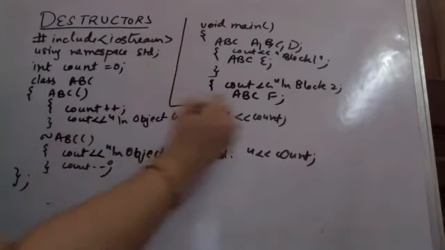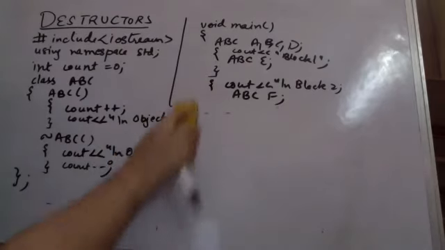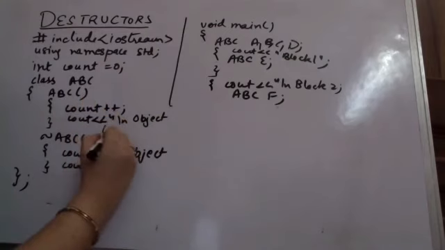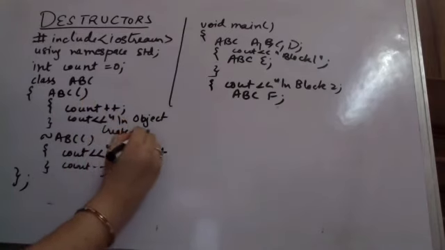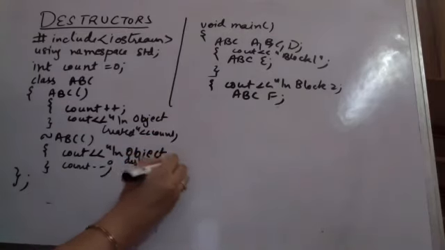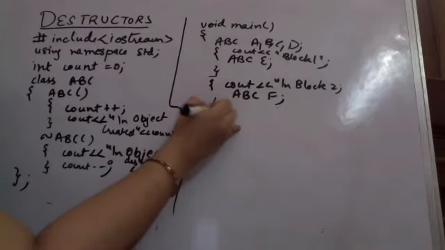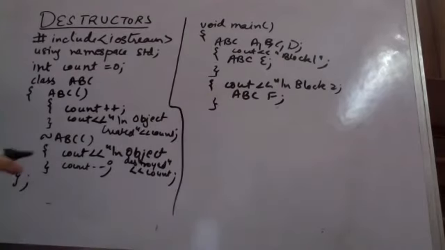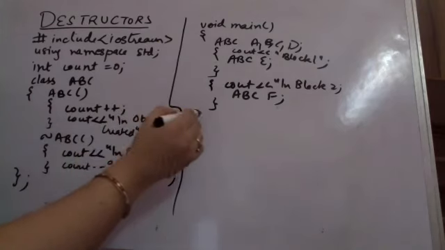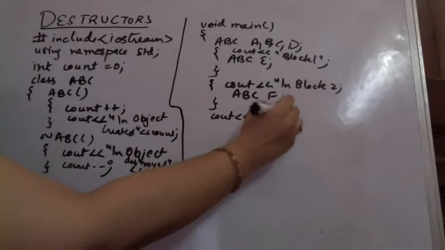So I am erasing this. You can write object created and count, object destroyed and count, right? So I'm just out of space, so I'm doing this. After this, the block ends. Finally, I am not printing anything here. I'm just printing that we are back in the main function.